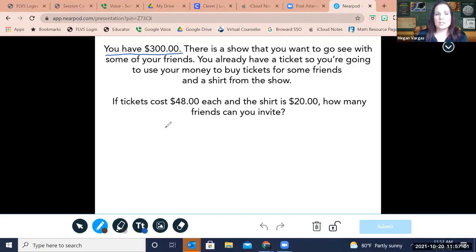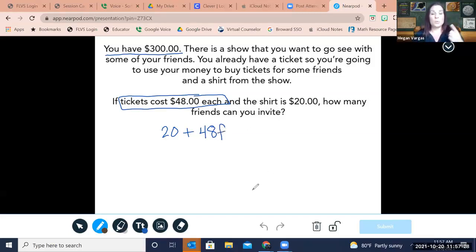You're going to spend $20 on a shirt, plus tickets cost $48 per person. So you're going to spend $48 times the number of people. Or let's use F for friends.